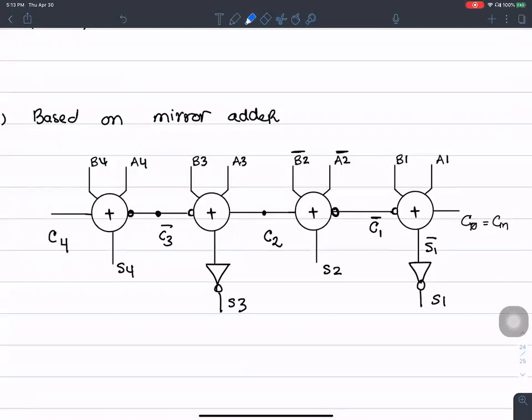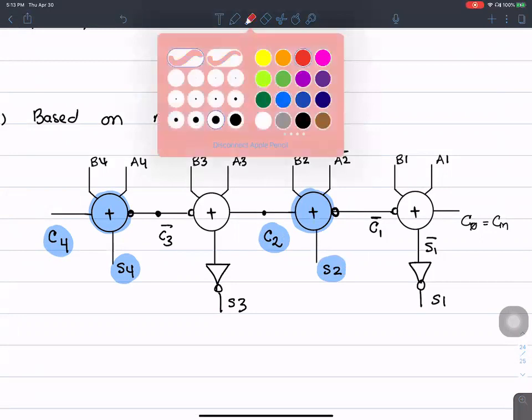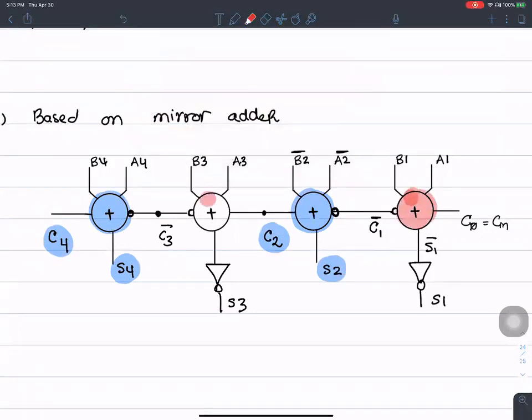So the idea is this. If you look at even stages, stage number 2 and stage number 4, the outputs corresponding to these stages are regular, in uncomplemented form. On the other hand, if you look at the odd stages, this one and this one, the outputs corresponding to them, so there is S3 complement here, are complemented.